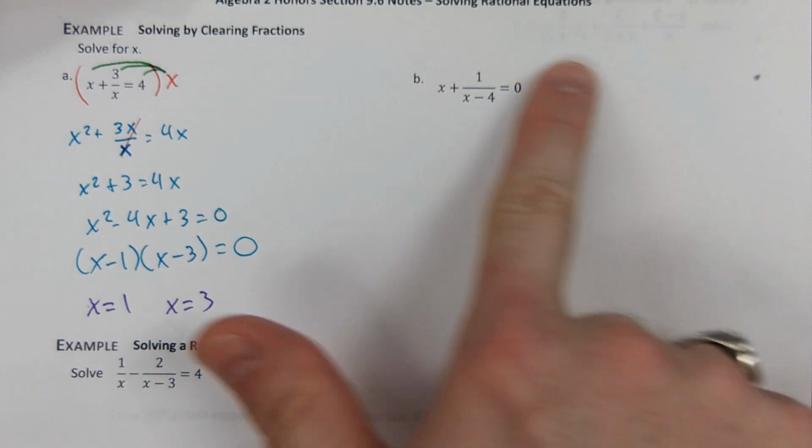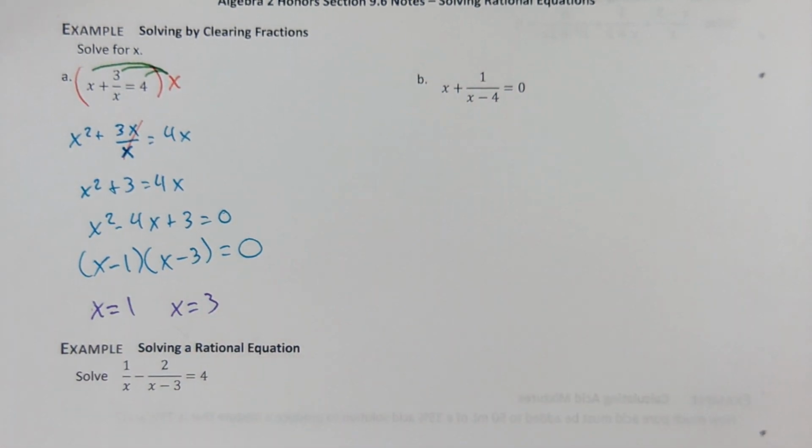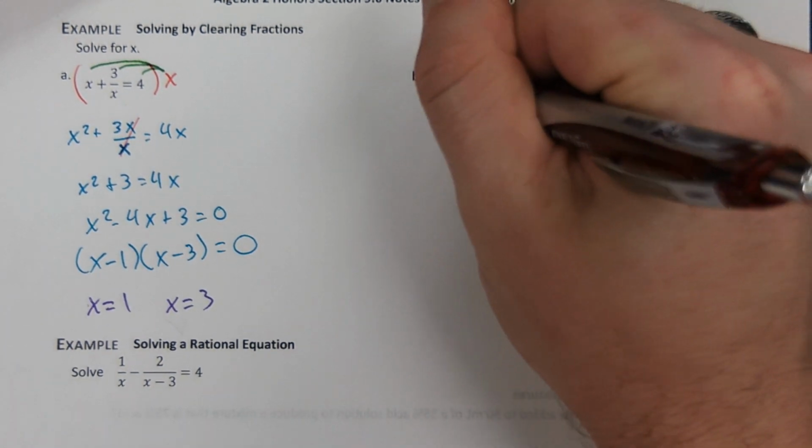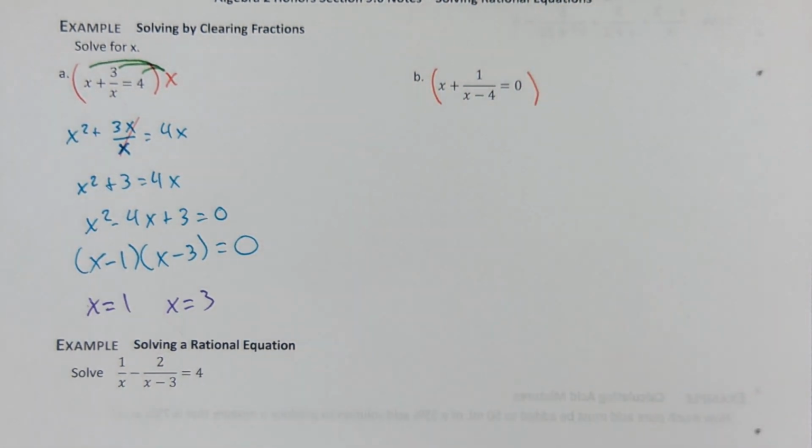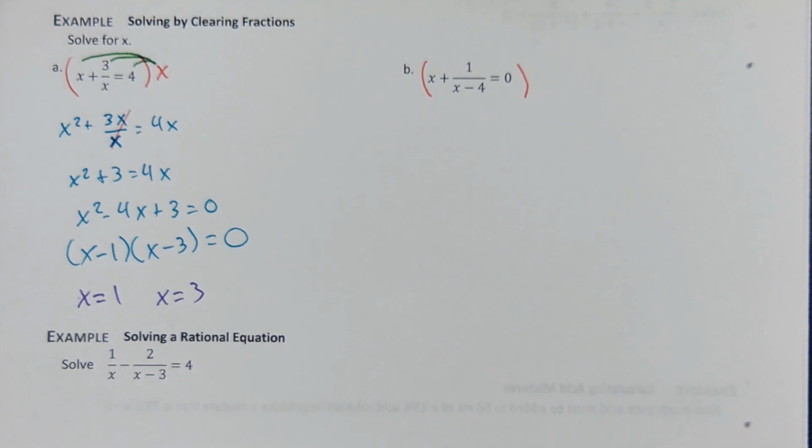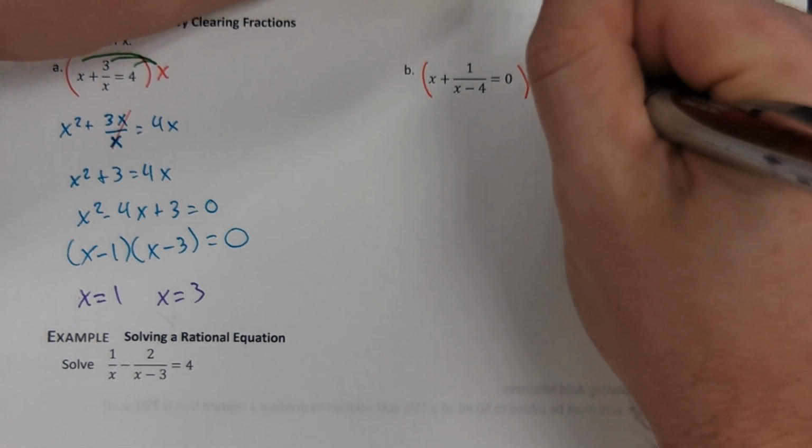Okay? Don't write large. I made the mistake of writing too large in period 1. You only have one fraction. That means you only have one denominator to worry about. You're going to distribute that denominator across the entire equation.